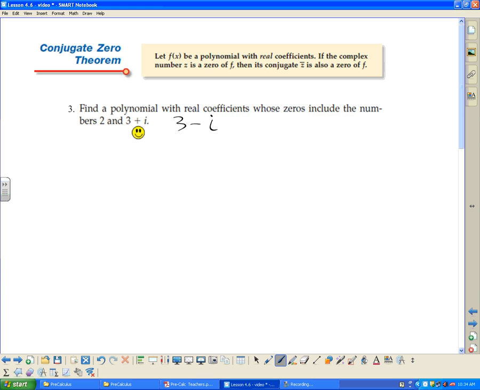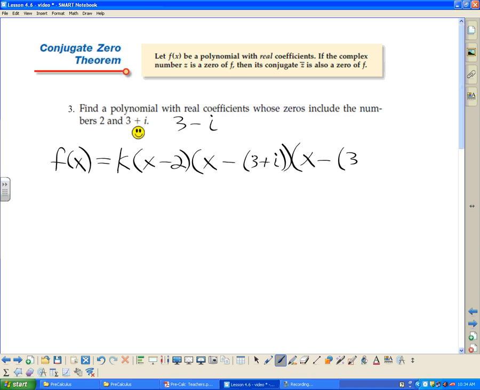So when we find a polynomial with these real coefficients, then we need to take into account that if there's one complex zero, then there are two of them. So we look to find this. So we have f of x equals, and in the last couple problems we've looked at, we had k here for a constant that goes in front, and then x minus 2, x minus the quantity 3 plus i, and x minus the quantity 3 minus i. Remember, we're using the opposites when we're doing the zeros and put it in factored form.